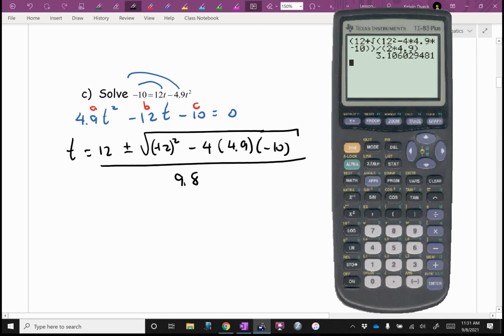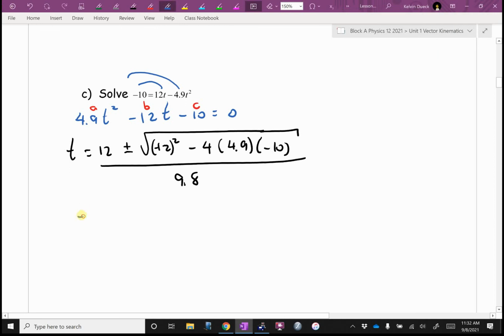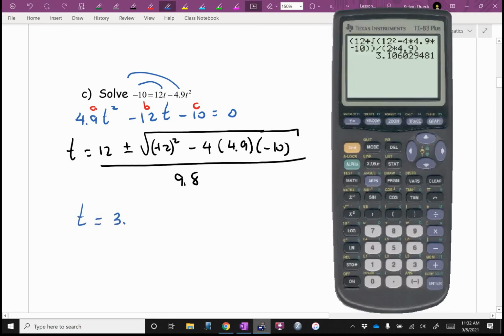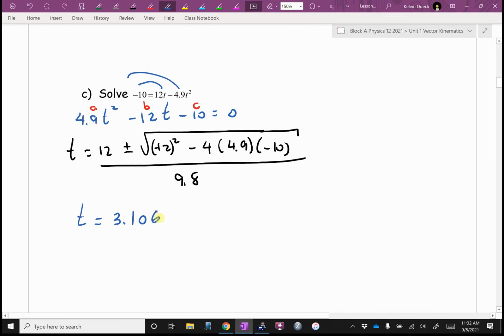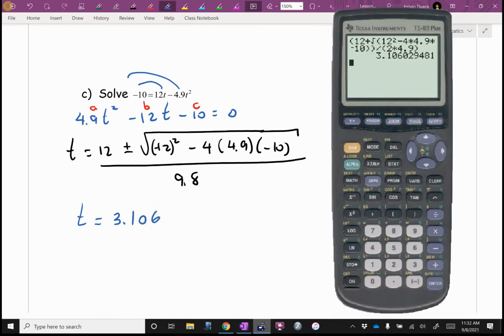Because this is a time value and I'm usually using this to find other stuff, I'd go to 4 or 5 sig figs. So I'm going to say t equals 3.1060. How do I find the second answer? I backspace. I think on the TI, it's second function equals, we'll backspace. I change the 12 plus to a 12 minus. And I also get negative 0.6570.